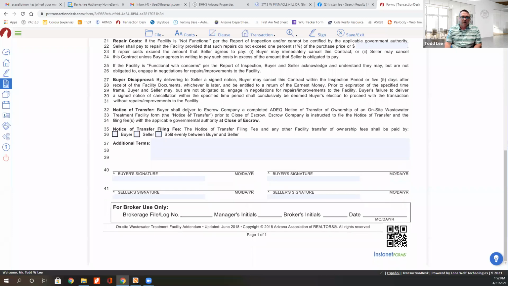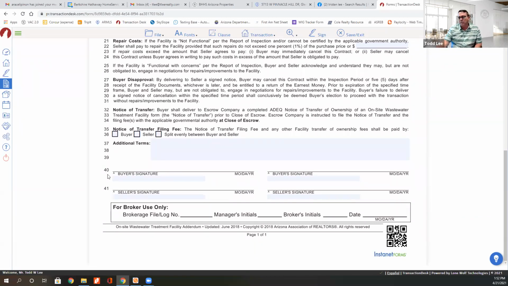Notice of transfer. Buyer shall deliver to escrow company a completed ADEQ notice of transfer of ownership of an on-site wastewater treatment facility form, the notice of transfer, prior to close of escrow. Escrow company is instructed to file the notice of transfer and the filing fees with the applicable government authority at close of escrow. Notice of filing transfer fee: the notice of filing transfer fee and any other facility transfer of ownership shall be paid for by buyer, seller, or split evenly between them. Patty, what have you seen?